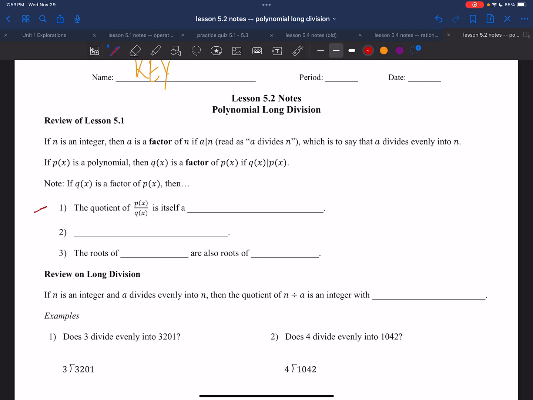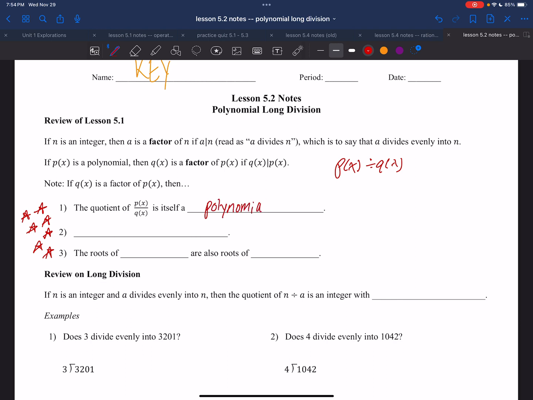So I would put a bunch of little stars right here. I would just say, ooh, this is important. Look at all those little stars. These three things, you want to know these, yeah? You want to know that if q of x is a factor of p of x, these three things are true, and you need to know it. You got to burn it in your brain, right? So the first thing is, the quotient of p of x over q of x, that is, what I just wrote, when you divide those two polynomials, where q is a factor of p, that creates another polynomial.